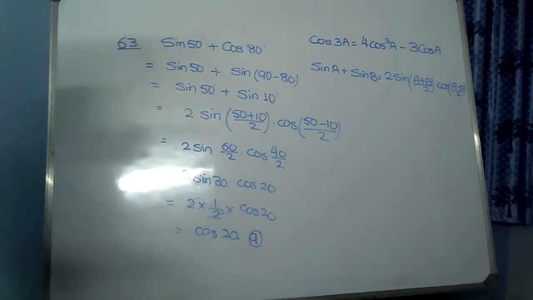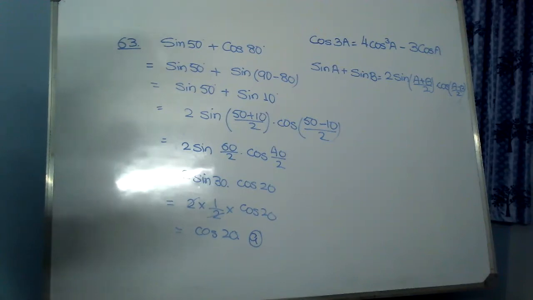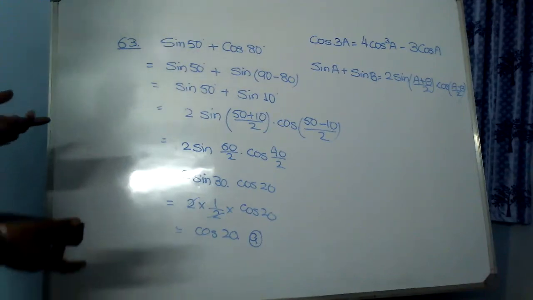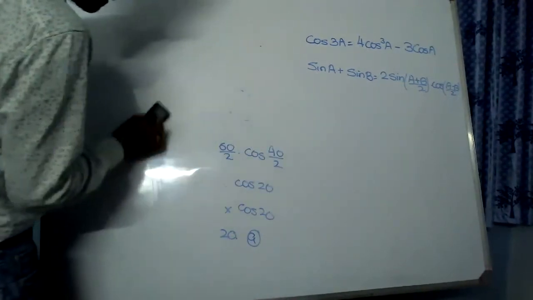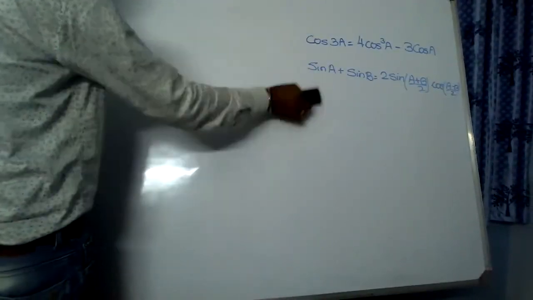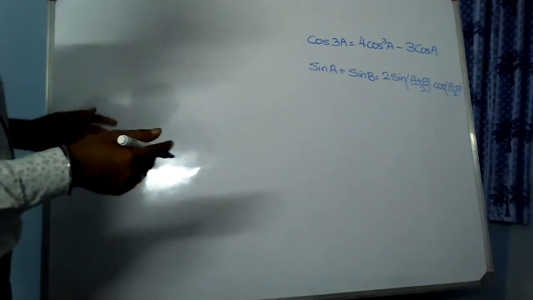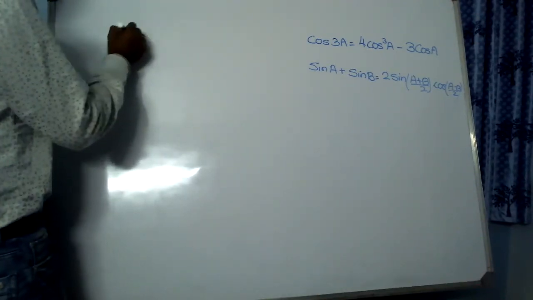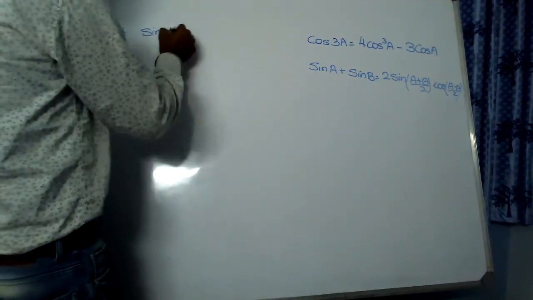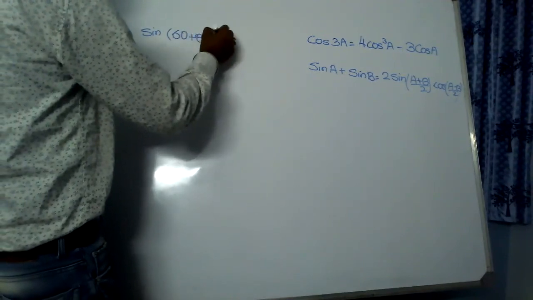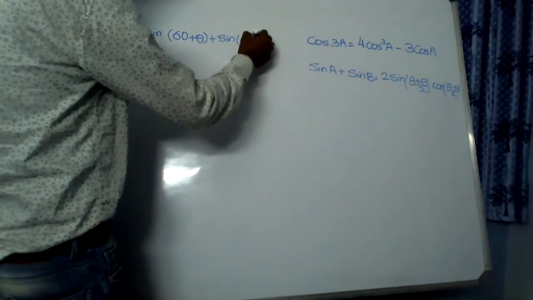Okay, let's see what your next question is. Sine 60 plus theta plus sine 60 minus theta. Okay, now how can we do this? We can apply the same formula here. Sine A plus sine B, this formula itself is sufficient. Question number 64. So it says sine 60 plus theta plus sine 60 minus theta. It's plus only, right?